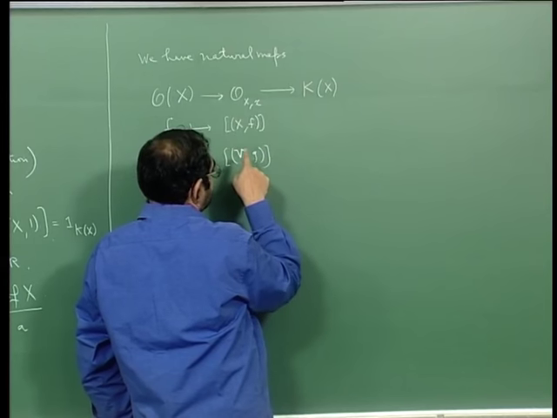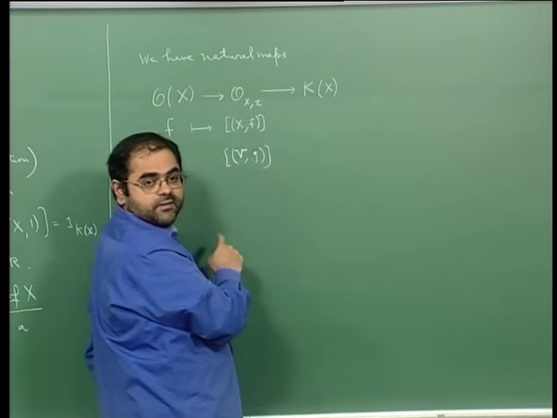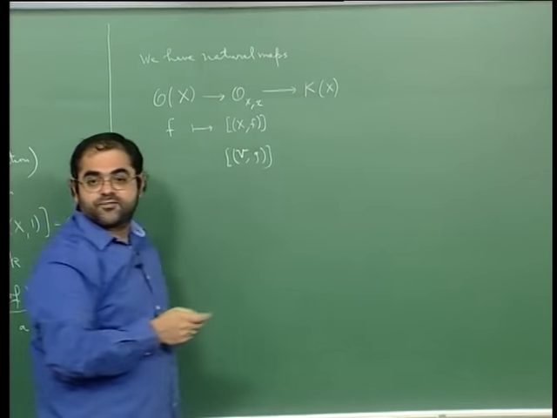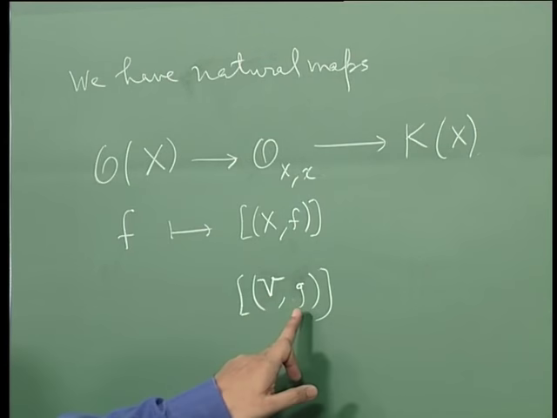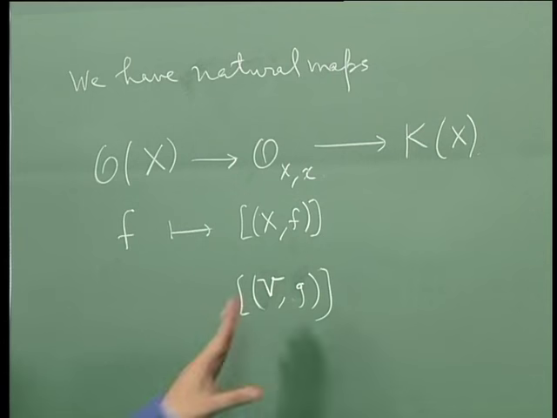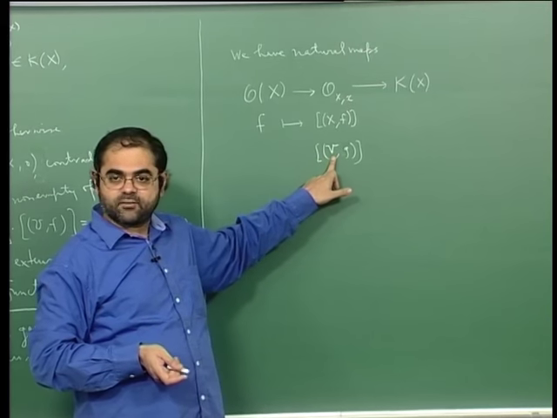What is this (V, g)? g is a regular function on the open set V which contains a point x. This is the germ of g at the point small x. And of course, this open set V may be a proper open set. g may not extend to a regular function on the whole of X. It might just be defined on this open set.